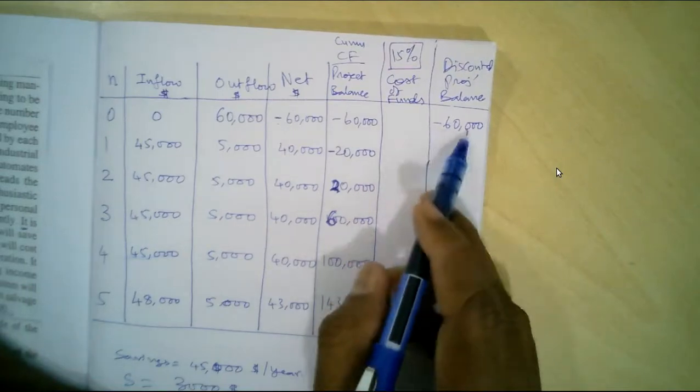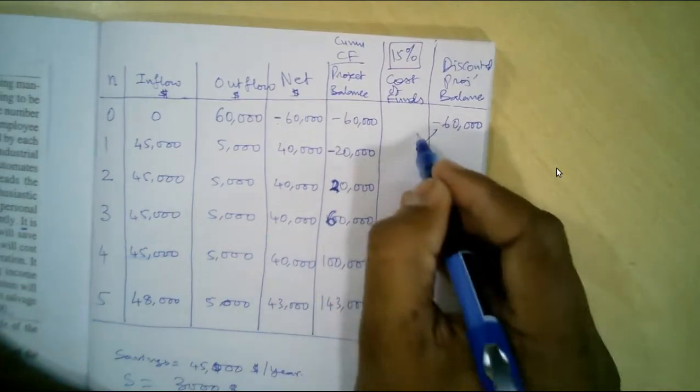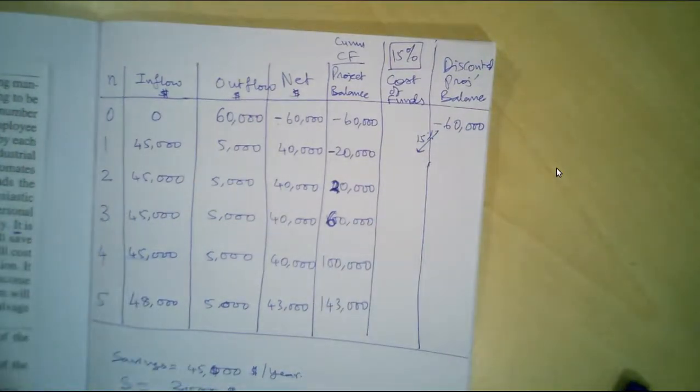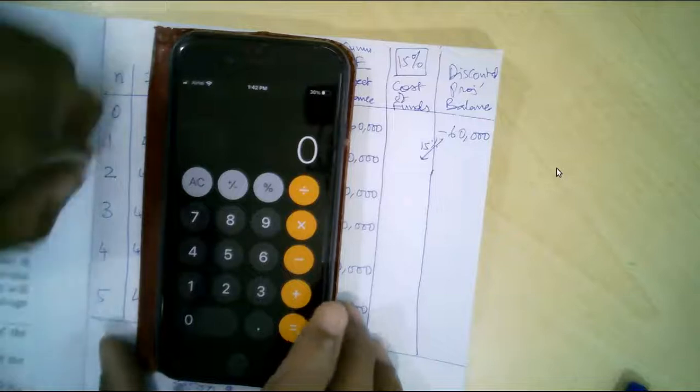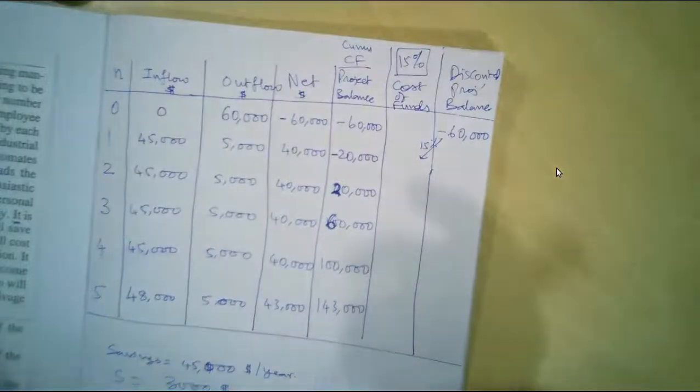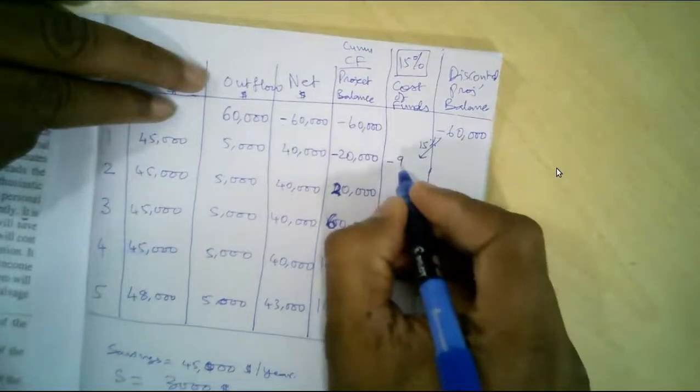Now what is the cost of this 60,000? So I have to take 15% and then mention the 15% of 60,000. Okay, so what is that? So let me calculate. I'm just getting my calculator. Okay, so here I have to do 0.15 into 60. So I'm getting 9,000. Okay, so the 9,000 will be the cost of the funds that will be negative.